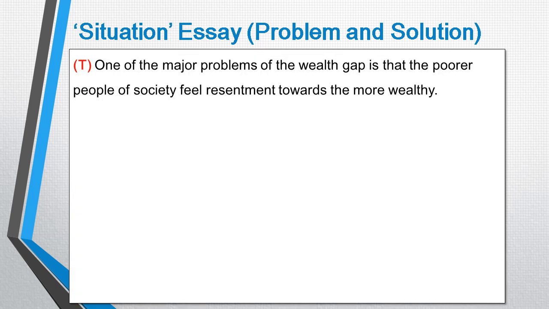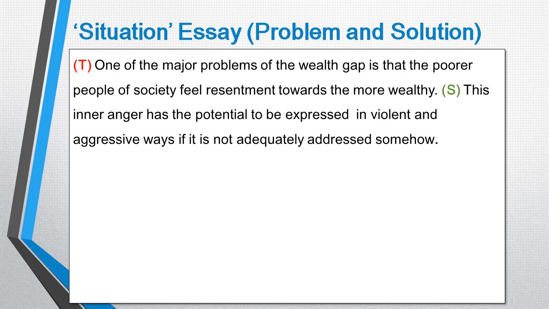Our topic sentence here is actually going to state one of the problems. So this is going to be the general outline for the paragraph discussing this particular problem. Here it reads, "One of the major problems of the wealth gap is that the poorer people of society feel resentment towards the more wealthy." We'll add a supporting sentence to explain that point a bit more fully. "This inner anger has the potential to be expressed in violent and aggressive ways if it is not adequately addressed somehow."